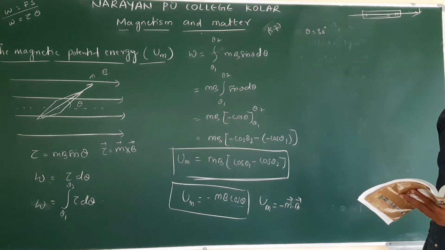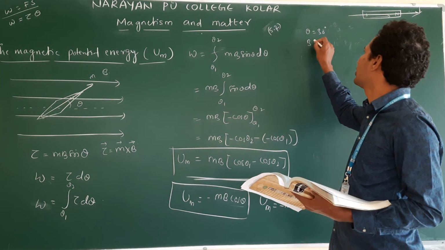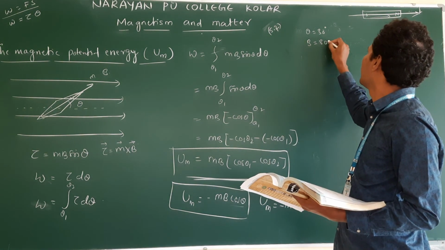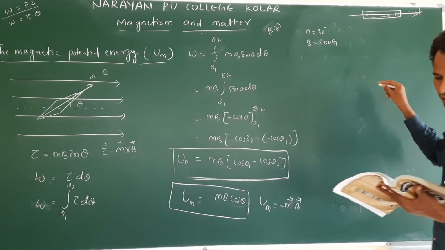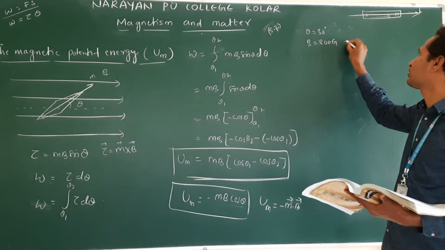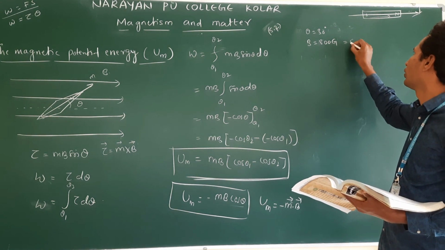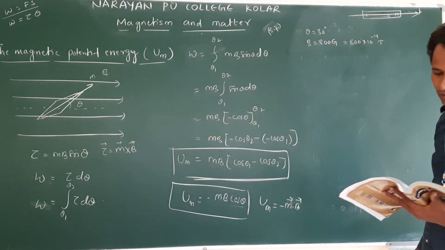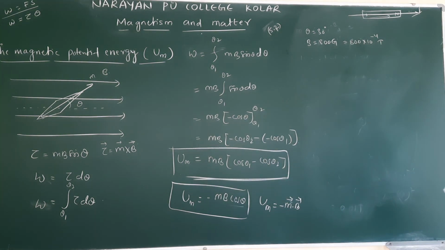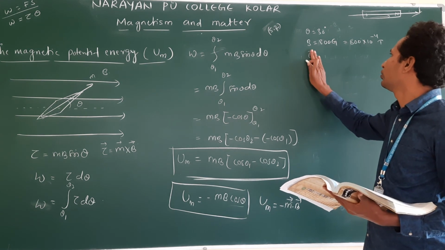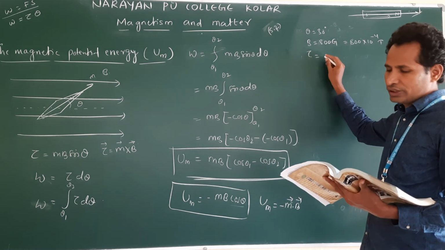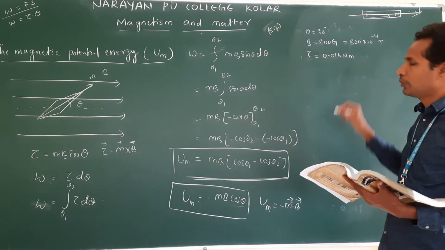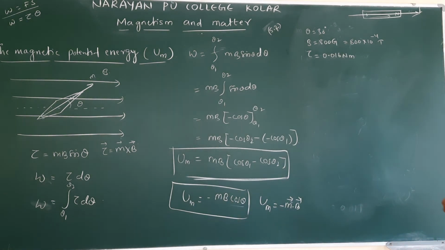Next, an external magnetic field B is there. That is 800 Gauss. Convert this into Tesla. So 1 Gauss is equal to 10 power minus 4 Tesla. So 800 into 10 power minus 4 Tesla. Next, it experiences tau, which is given as 0.016 Newton meter.